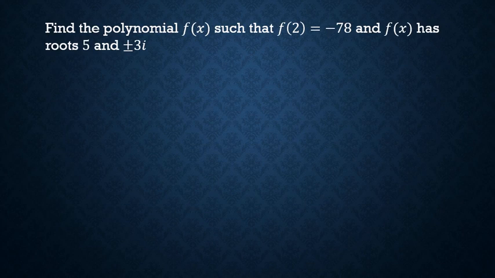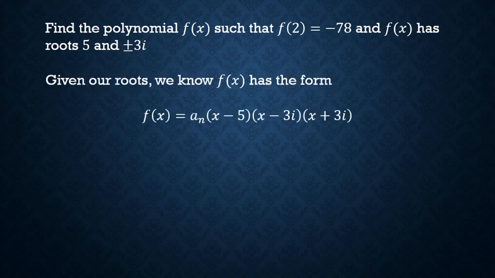So here's an example of how we would do that. You may see this on your homework or on a quiz or test. Find the polynomial f of x such that f of 2 is equal to negative 78, and f of x has roots positive 5 and plus and minus 3i. So from that factorization theorem, and given our roots, we know that this thing has to have this form right here. There's some leading coefficient that we don't know yet, but the factors here have to be x minus 5, x minus 3i, and x plus 3i. Because these are the zeros or the roots of this polynomial f of x, x minus that root is going to be a factor. So this is what it looks like so far.